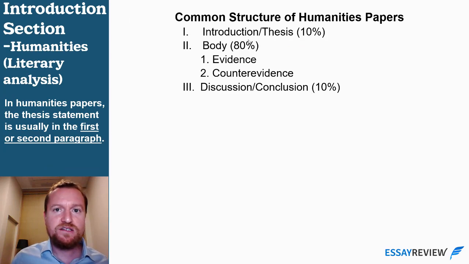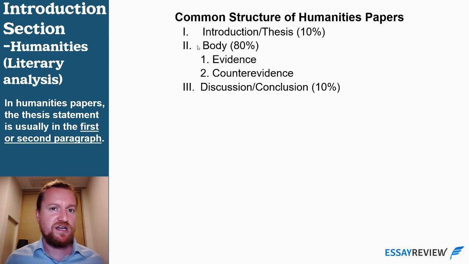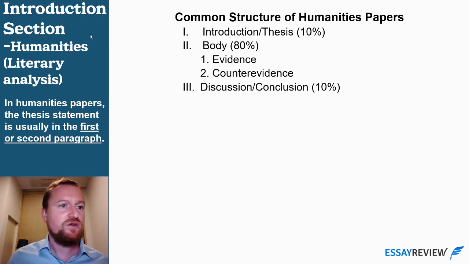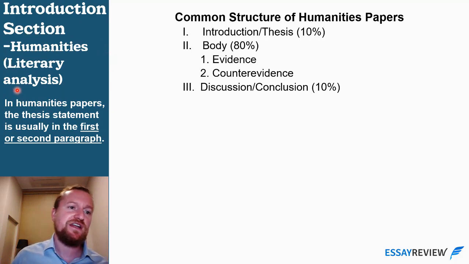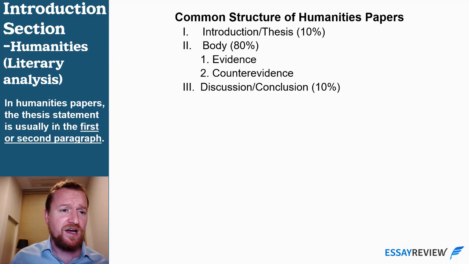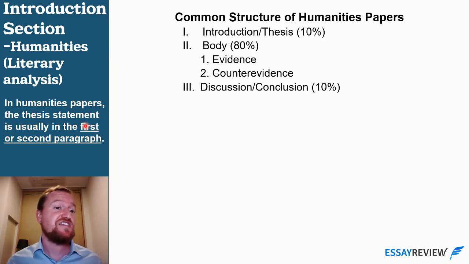Let's look quickly at the study. This is kind of reiterating what we said. So we'll look in more detail at the humanities now. Okay, so in a literary analysis, for example, in humanities papers, the thesis statement is usually in the first or second paragraph. And the structure, as you can see, is we still have an introduction and a thesis, but that's 10% or less of the paper usually. It's 1 or 2 paragraphs.